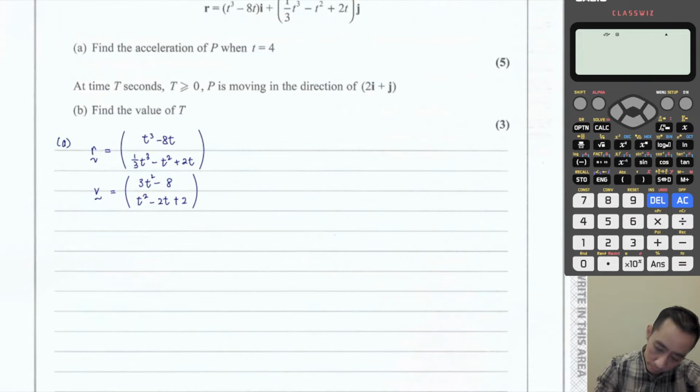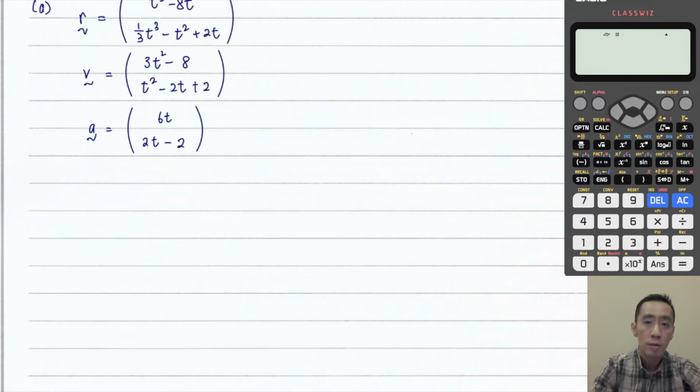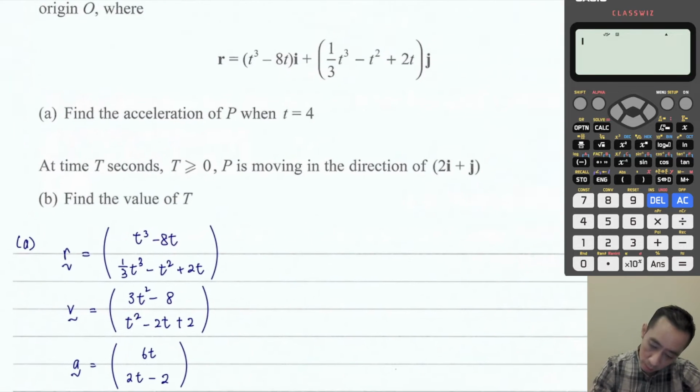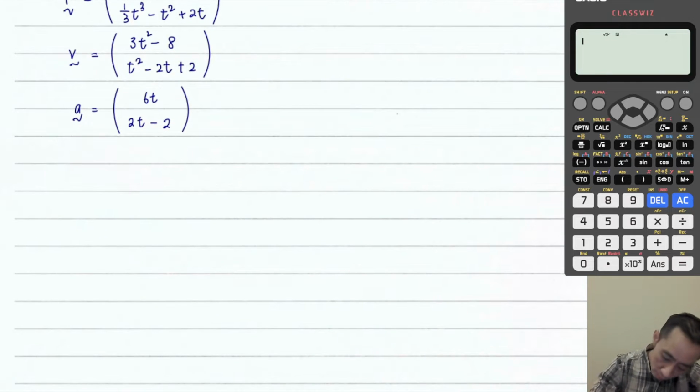Okay, then accelerations. So here differentiate with respect to t, so I have 6t, 2t minus 2. So here is our acceleration. So what the question wants to find here is the acceleration when t is equal to 4. So when t equals 4, acceleration is 6 times 4, 2 times 4 minus 2.